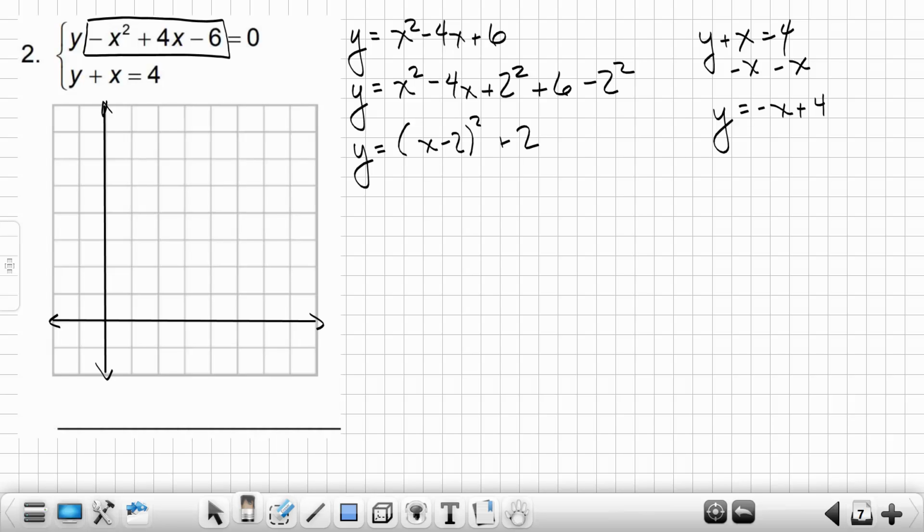My vertex is at 2, 2. And what is the A value on this parabola? 1. I like it when it's 1 because then I can just follow that pattern that I taught you guys. Out 1, up 1. Out 2, up 4. So from this dot, out 1, up 1. Out 2, up 4. And if I do out 3, up 9, I'm going to go off of it, so I'm not going to worry about it.